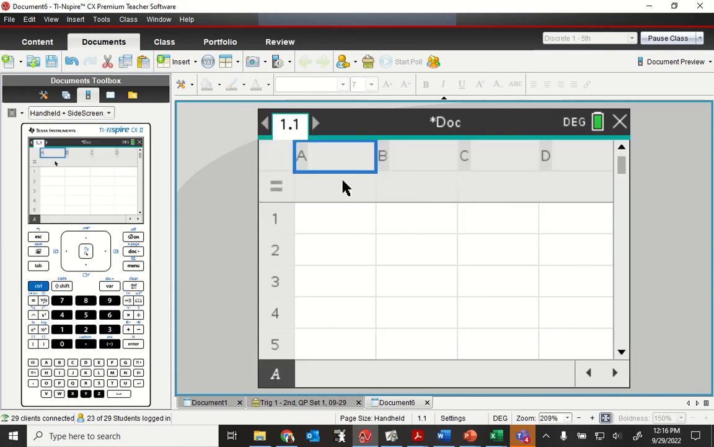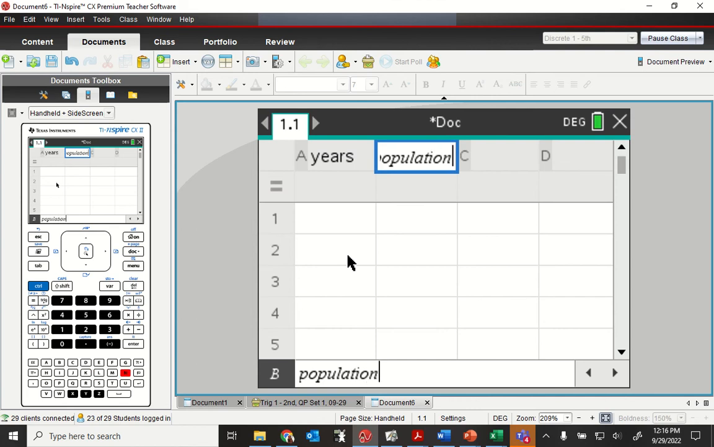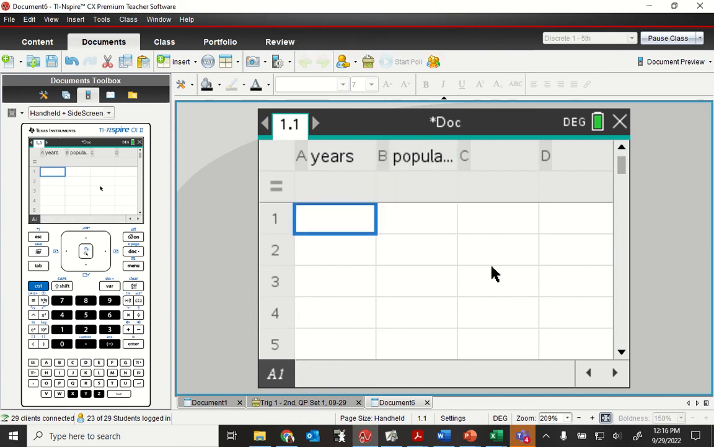Now, this first column was my x values. What did my x values represent? Years. Very good. I'm going to type that in. What did my y value represent? Population. Now, from here, these are where my x values are going to go. So I'm going to add all my x values.